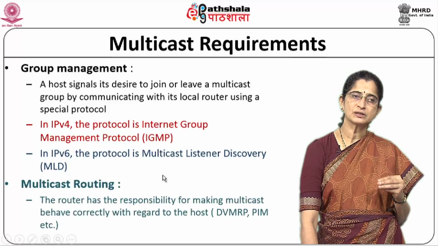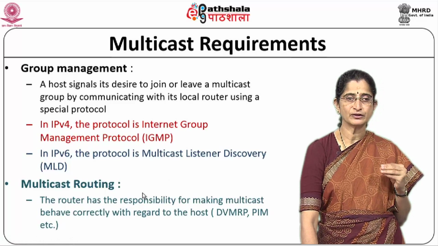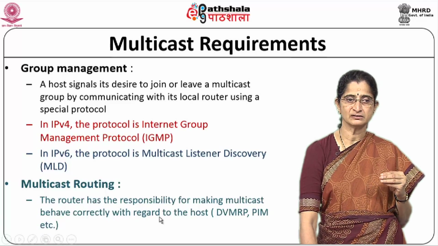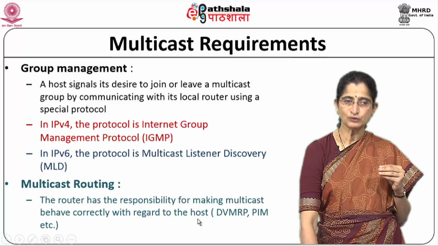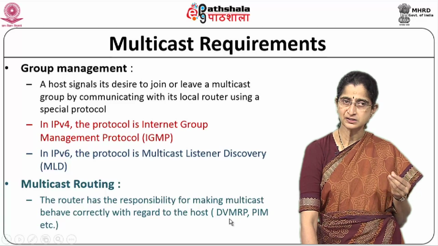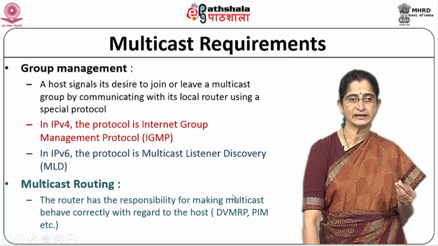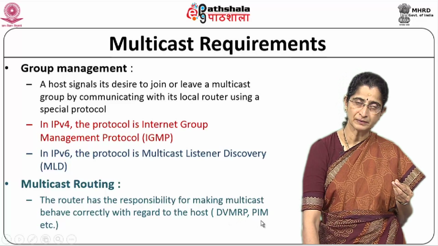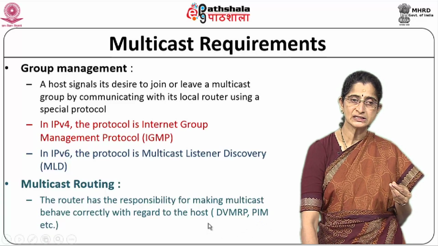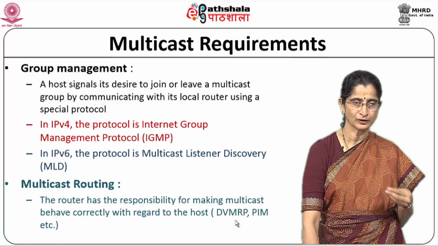Okay. And to support multicast routing, basically the routers will have to take the responsibility for making multicast behave correctly with regard to the host. We have two protocols which are very commonly used here: DVMRP, which is based on the distance vector protocol extended for multicast routing, and then PIM, which is the Protocol Independent Multicast routing protocol. So, these are two commonly used multicast routing protocols. We will be taking a look at these in our course.